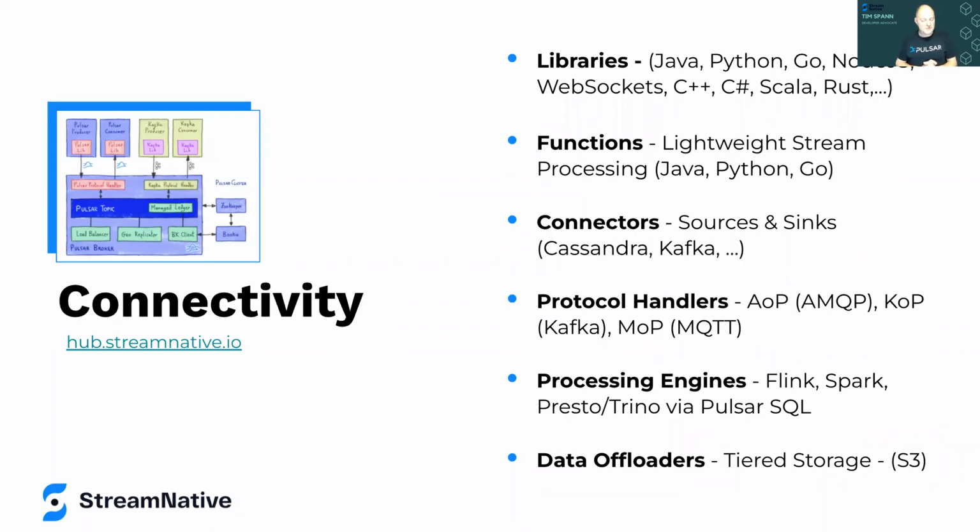Data offloaders are how we do the tiered storage. And you just plug them in, have it extend how much storage you can have for your messages. So you don't have to worry, are my BookKeeper nodes going to get too big, and that could be really expensive disk space there. Let me do it to S3, a lot cheaper. You don't have to worry about how much space do I have?